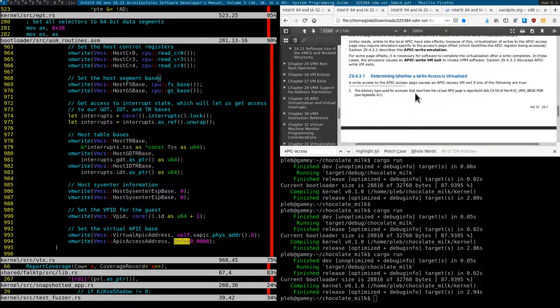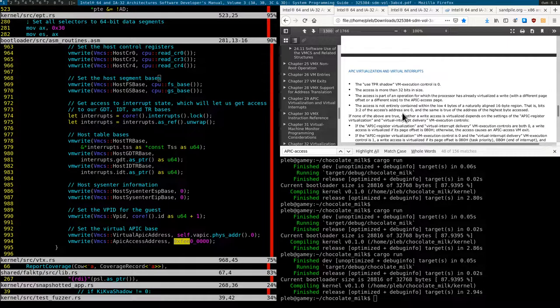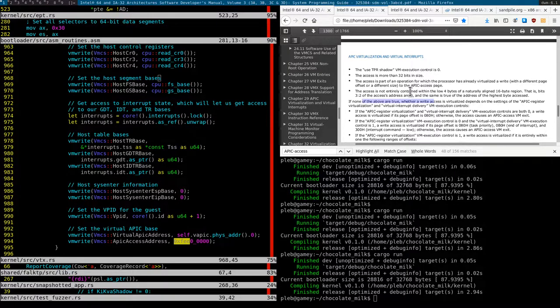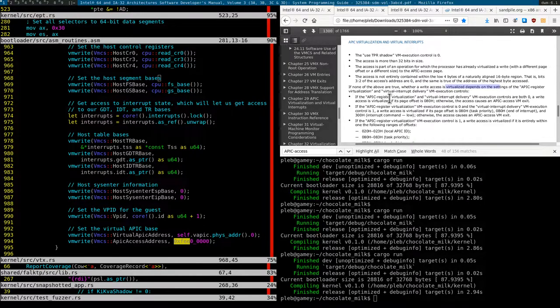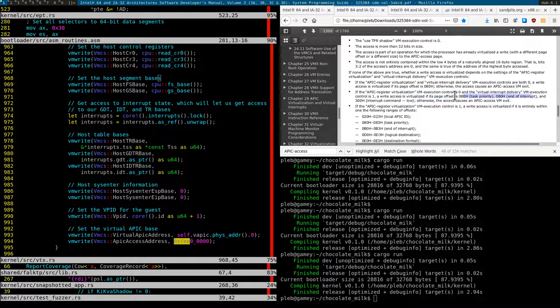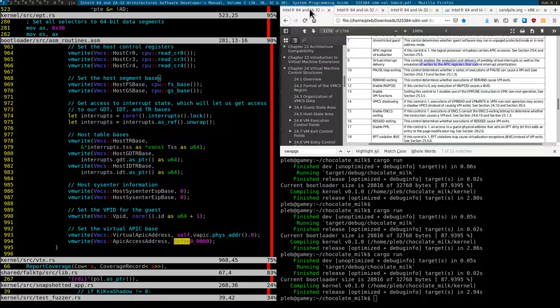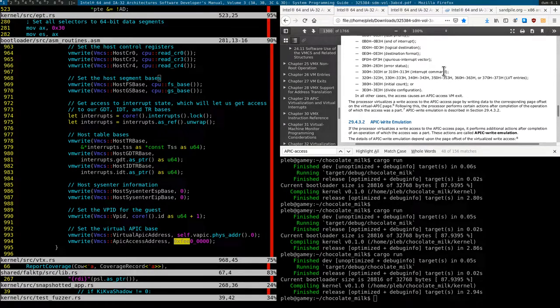Virtualizing writes. Okay. TPR shadow zero. If none of the above are true, whether a write access is virtualized depends on the settings of this. If they're both zero, it's virtualized if the page offset is 80, so you can write to the TPR. If that's zero and the delivery is one, then you can use EOI and ICR. And if APIC register virtualization, so basically, if you don't have virtual interrupt delivery or APIC register virtualization, you only get TPR virtualization reads and writes.